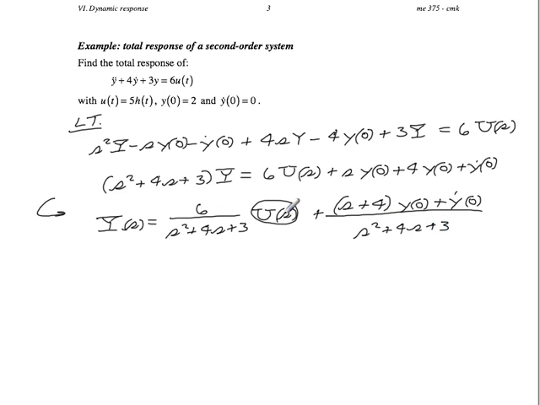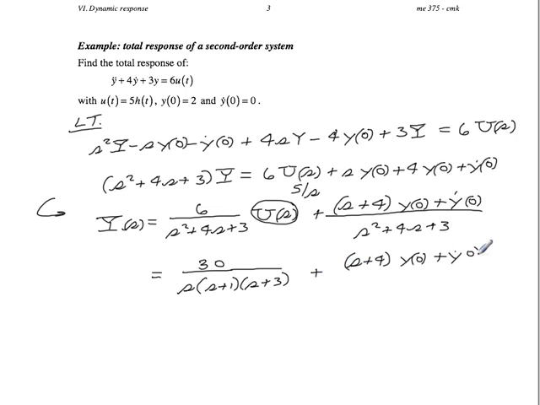In this case, our input is the step function, so the Laplace transform of that is 5 over s. So this is a 30 over s, and then I factor out my s squared terms and get s plus 1 times s plus 3, plus the same thing here, s plus 4, initial condition on y and y dot like this, over s plus 1 times s plus 3.